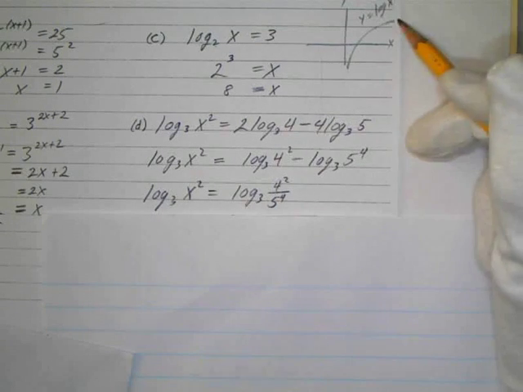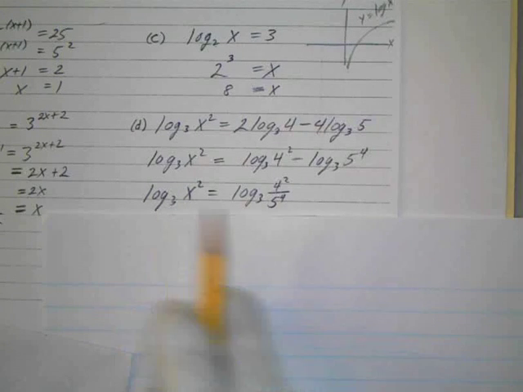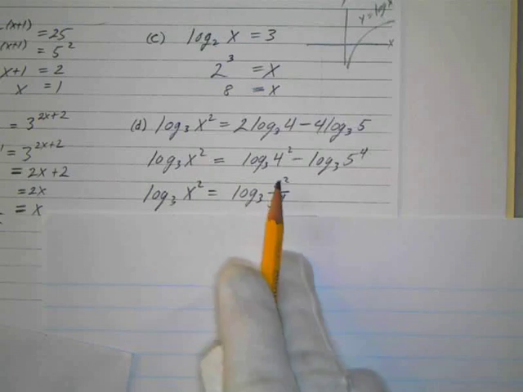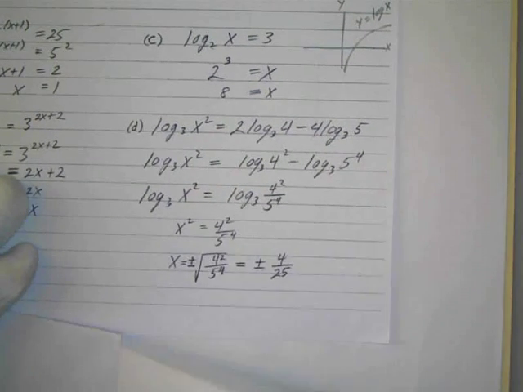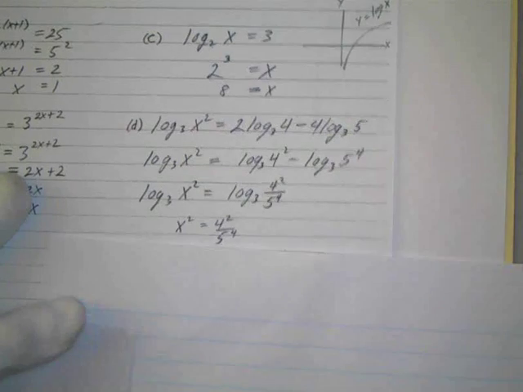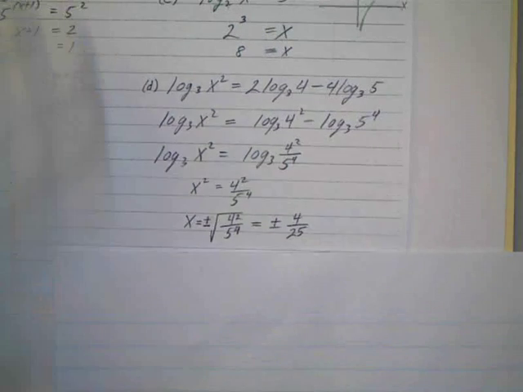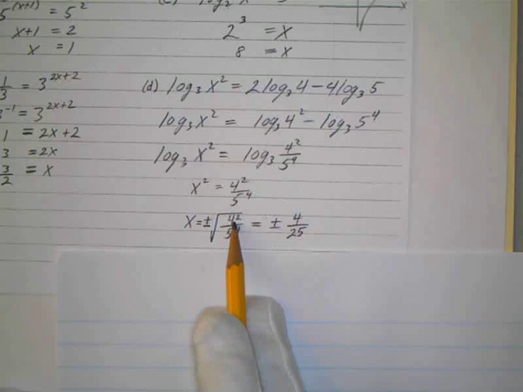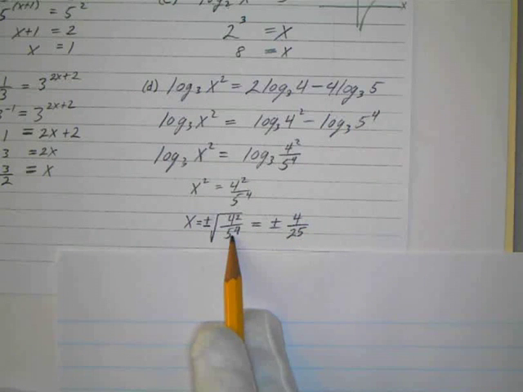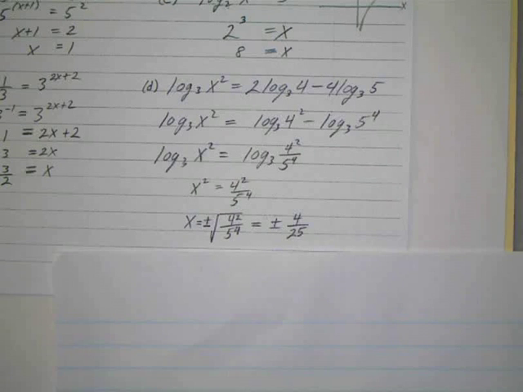Remember, logarithms are also one-to-one. So if the left equals the right, then these, sometimes called the arguments, are the same. So I can say x squared equals 4 squared over 5 to the 4th. And then I take the square root of both sides. And I get x equals plus or minus the square root of 4 squared over 5 to the 4th. The square root of 4 squared is 4. The square root of 5 to the 4th is 5 squared, which is 25. And there's your answer.